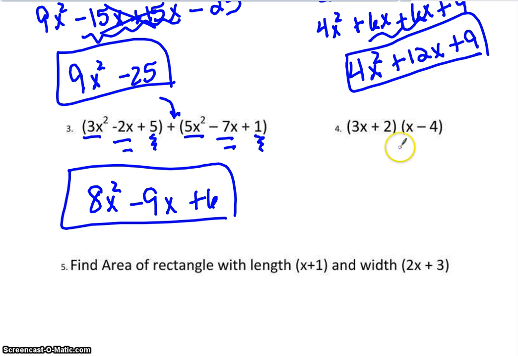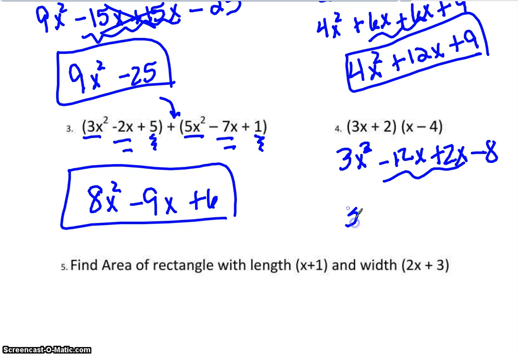Number 4, once again, is multiplying because there's nothing between the parentheses. So 3x times x is 3x squared. 3x times negative 4 is minus 12x. 2 times x is plus 2x, and 2 times negative 4 is minus 8. The 2 in the middle should combine, so bring down your 3x squared. Negative 12 plus 2 is a negative 10 in your calculator, so minus 10x. Bring down your minus 8. Okay, try to write a little better than what my board is doing.